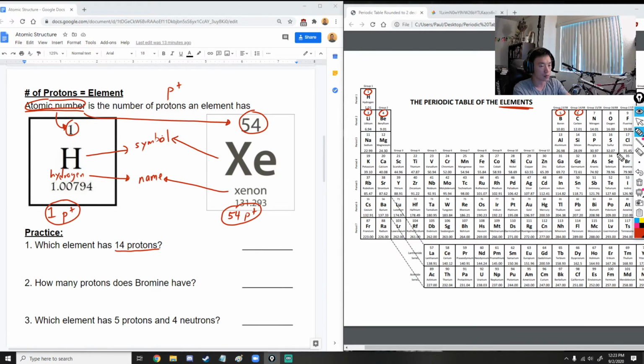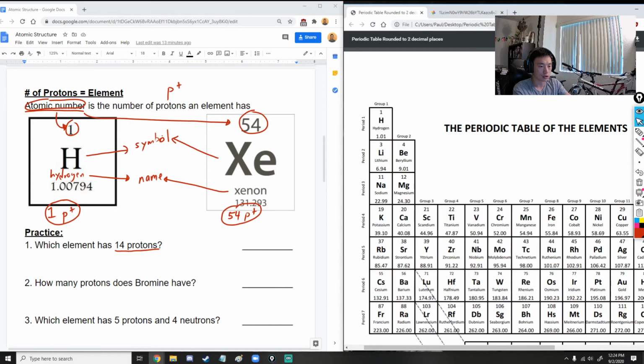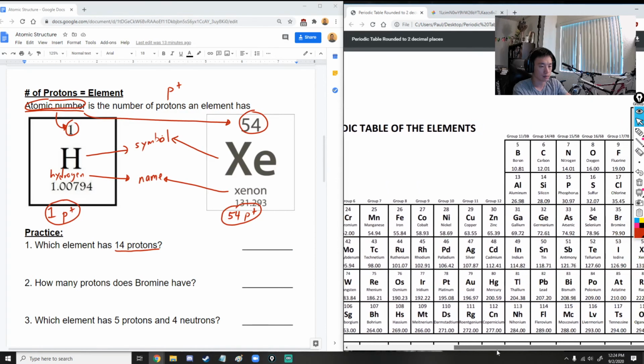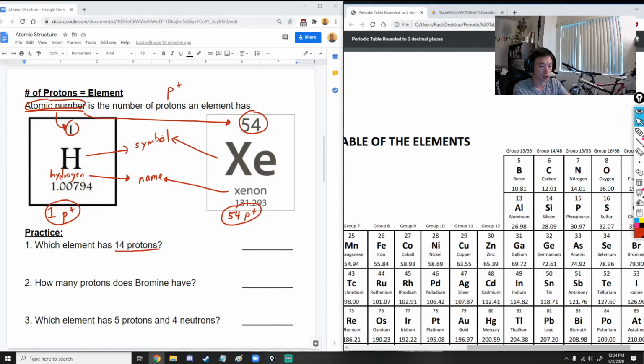So we are going to go to the periodic table and look for the atom that has the number 14 on top. I'm going to zoom in just a little bit. It looks like we have number 14 right here, the number on top of the box, not on the bottom. So the answer is not going to be nitrogen, because the number 14 is on the bottom. We don't care about the number on the bottom. We care about the number on the top.